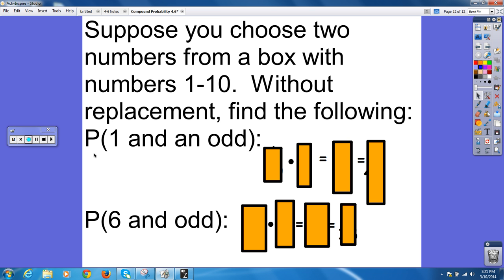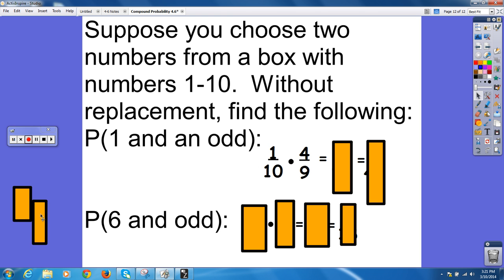All right, so back to the question. Probability of choosing a 1 and then an odd. The probability of choosing a 1, well, there's only 1 out of the 10 numbers. So that's 1/10, times, because that goes back to our formula, probability of A times probability of B. Well, the second thing is asking what are your chances of choosing an odd? The only odd numbers left are 3, 5, 7, and 9. There's 4 odd numbers left. And remember, we already took out a 1, so now there's only 9 numbers in the box. So our probability is 4 out of 9.